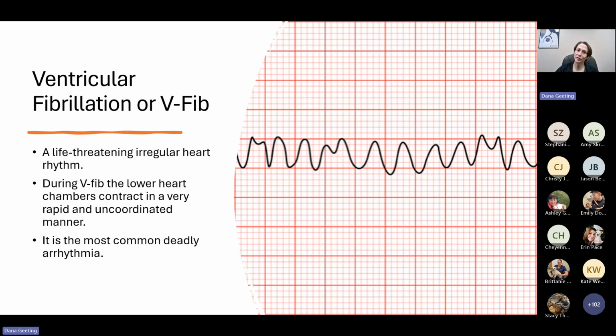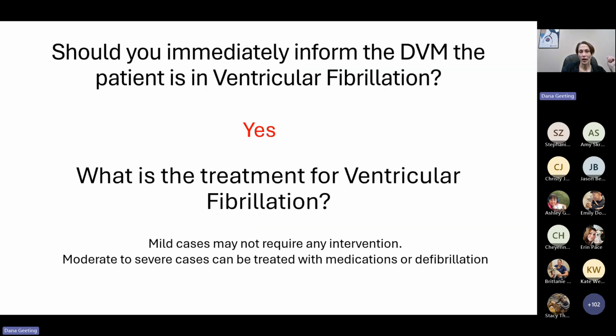Ventricular fibrillation, or VFib, is a life-threatening irregular heart rhythm. During VFib, the lower chambers of the heart are not contracting properly, in a very rapid, uncoordinated manner. This is the most common deadly arrhythmia. This is definitely something that you would want to pull the doctor out and let them know that the patient is in.